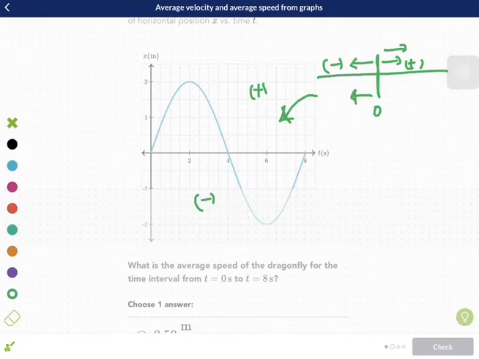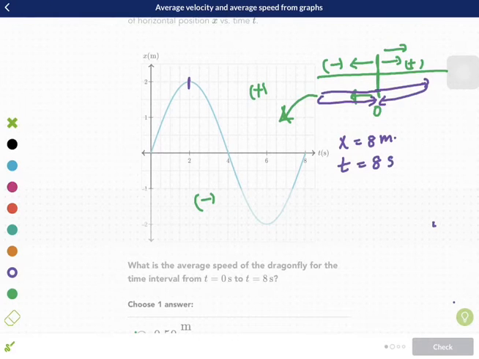So we can see it flies 2 meters from there, and he comes back 2 meters, and after 4 seconds he flies 2 meters there and flies back 2 meters there. The total distance is, we can say, 8 meters. So the total time it took is 8 seconds.